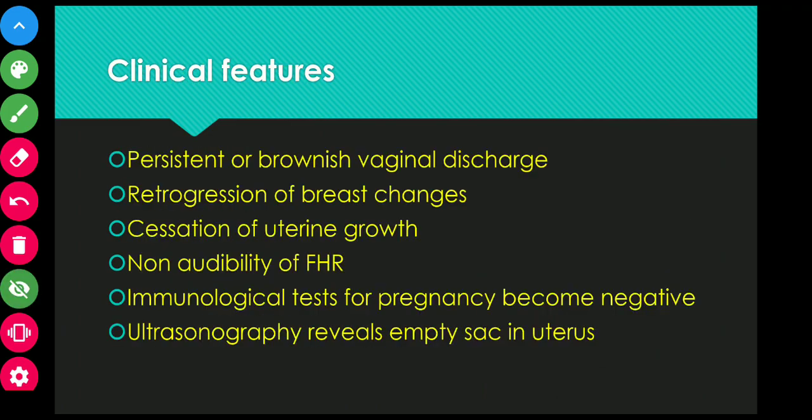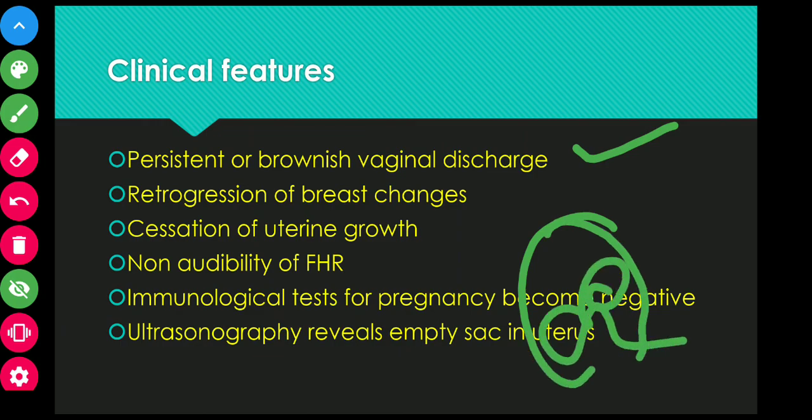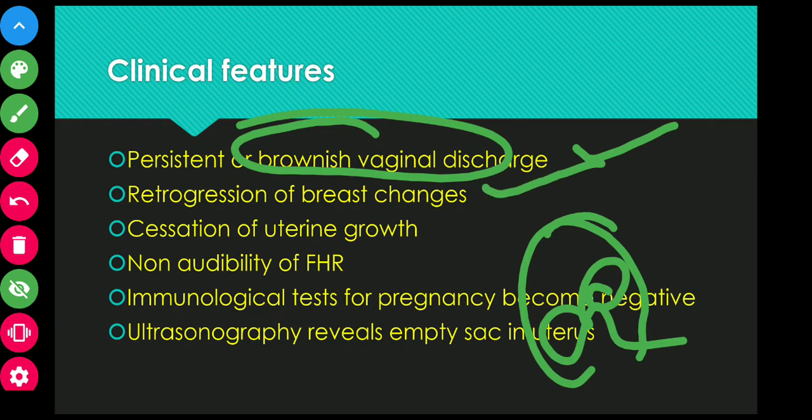Next we'll see clinical features. Here we can see persistent or brownish vaginal discharge due to the dead fetus in the uterus for a variable period. The vaginal discharge will be brownish in color, and there is retrogression of breast changes. During pregnancy, the breast will be changing. Montgomery tubercles will come, primary areola, secondary areola will form. Here breast changes will occur. It goes back to the non-pregnant stage. Retrogression means back to the earlier stage.